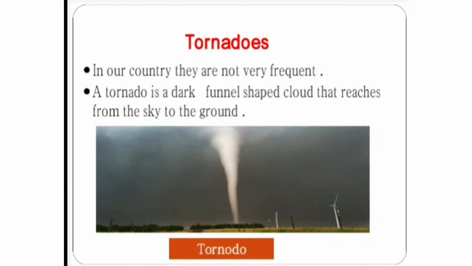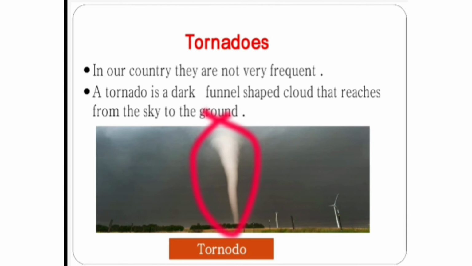Next point is tornadoes. In our country, they are not very frequent. A tornado is a dark funnel-shaped cloud that reaches from the sky to the ground. Most of the tornadoes are weak. A violent tornado can travel at speeds of about 300 km per hour.